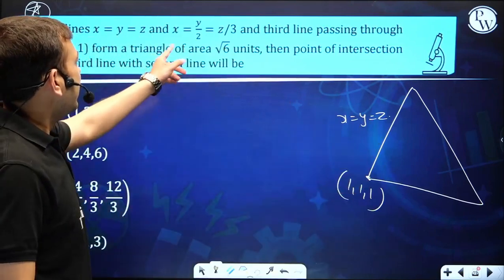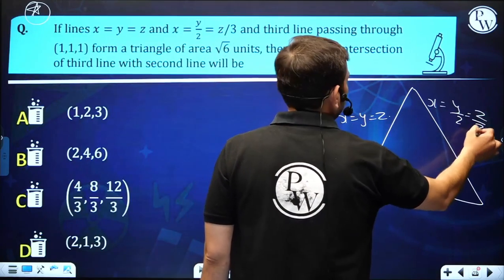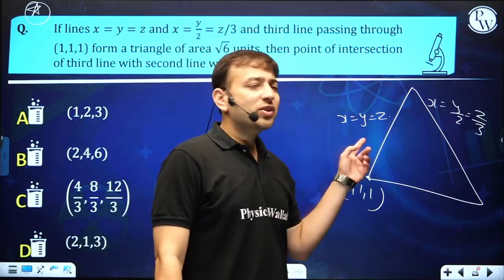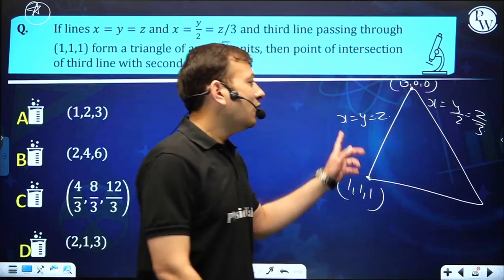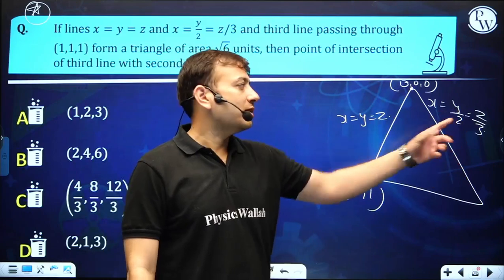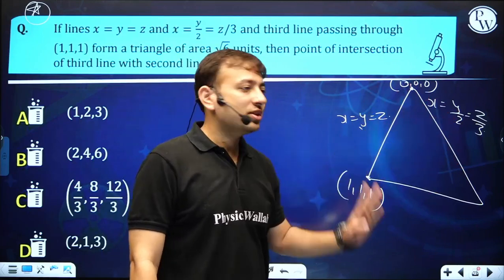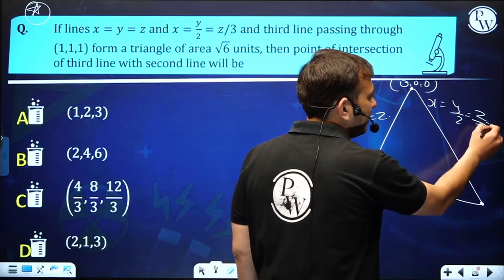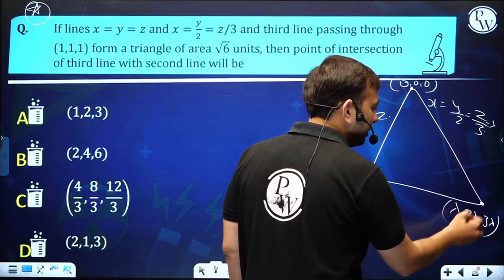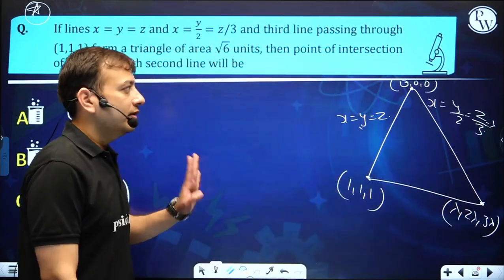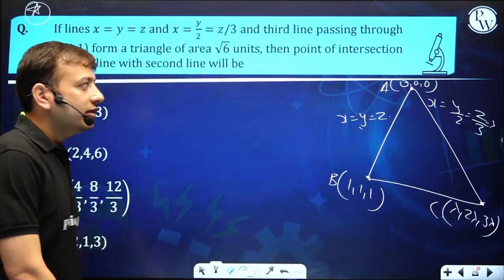Another line is x equals y by 2 equals z by 3. Now, what point will satisfy both lines? The only point which satisfies both will be (0, 0, 0). How can lambda equal lambda by 2 or 2 lambda? No, only (0, 0, 0). So this is the point satisfying both equations. We don't know the third point; let it be (lambda, 2 lambda, 3 lambda). So I got the 3 points. Let them be A, B, C.